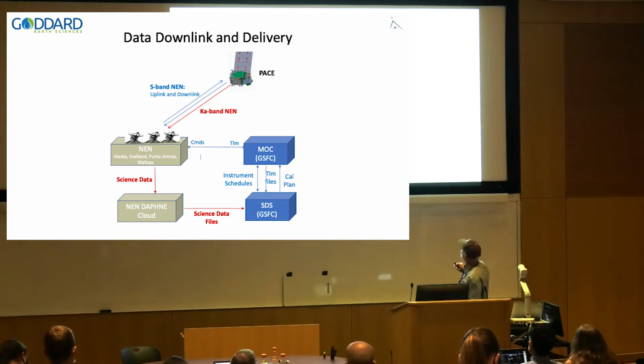So what happens? It looks like I'm missing some of my arrows here. I don't know why. I don't know quite what happened. All right, I'll just draw them in here. So the science data, I'm missing the science data arrow for some reason.